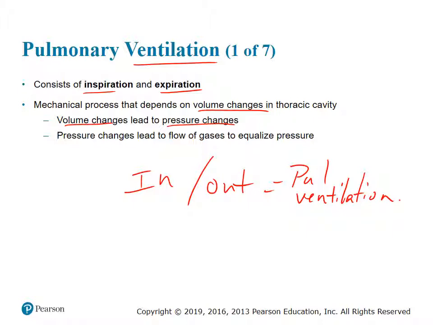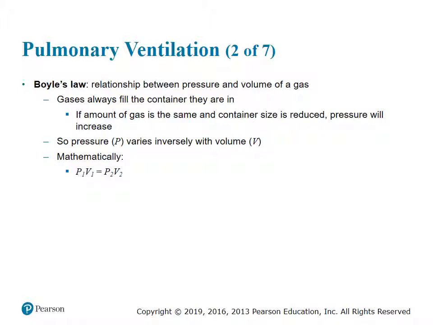So again, this has to do with physics. The less room that the gas has to move around, the more times the molecules will run into each other, and that force applied, that energy that we see, is pressure. So this is how we describe it in physics: the relationship between pressure and the volume of gas. We call this Boyle's law.